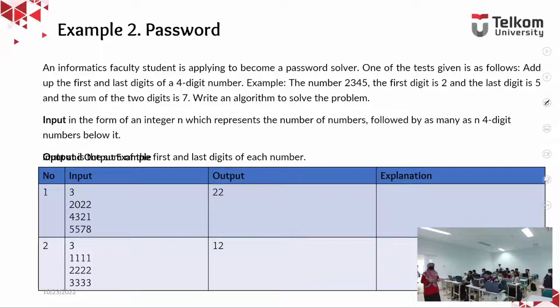Okay, let's see this problem description. How to solve this problem? Okay, so what is the data type for the input? Integer. Good. How to take the first and the last digit?